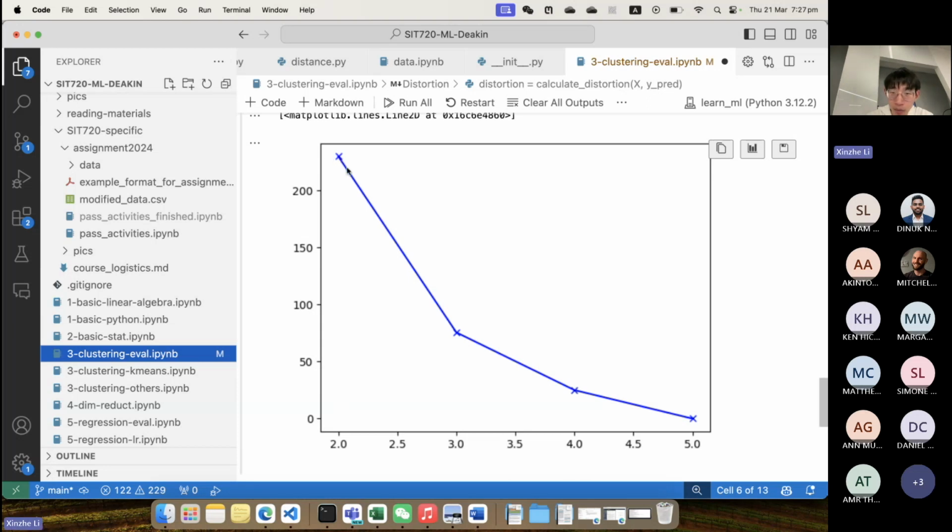It's very high. Then once I increase the hyperparameter, which is the number of clusters, oh, it's lower. Increase again, oh, lower again. Increase again, lower again. So the distortion score is smaller and smaller and smaller. So we choose, but why don't we choose the one that gives us the smallest distortion score? Because you can think about the extreme case.